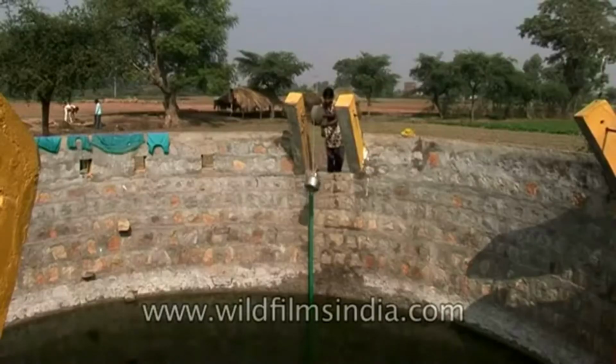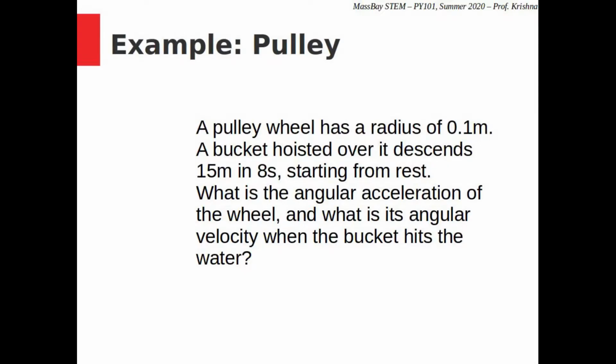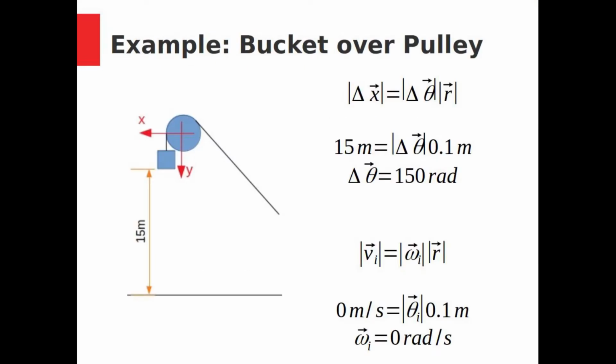Here, we see a pulley wheel with a radius of 0.1 meters. Originally, the bucket is standing still, but it descends a distance of 15 meters in 8 seconds. What is the angular velocity and acceleration at the time that it strikes the surface of the water? We were given a linear displacement, an initial velocity, and a time. First, we need to convert these into angular terms.